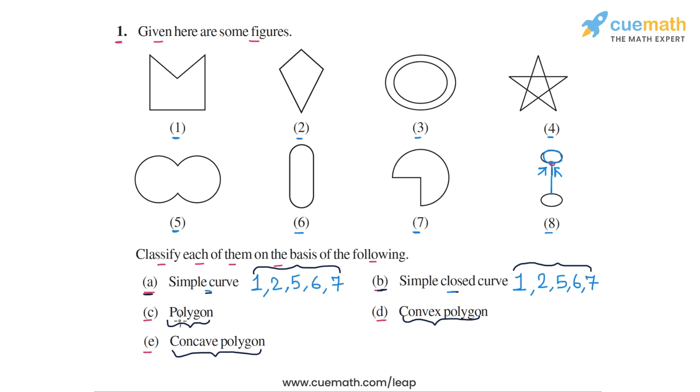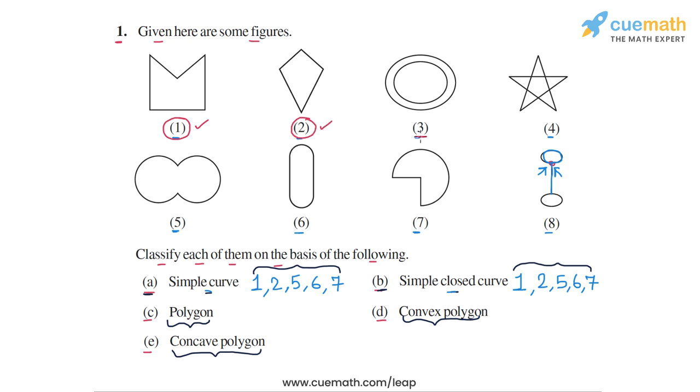So let's start by first identifying which of the 8 figures are polygons. Now in the NCERT textbook, a polygon is defined as a simple closed curve made up of only line segments. So going by this definition of a polygon, we see that figure number 1 is a polygon for sure because it's a simple closed curve and it's made up of only line segments. And we see that figure 2 is also a polygon because it's again a simple closed curve, and this is also made up of only line segments.